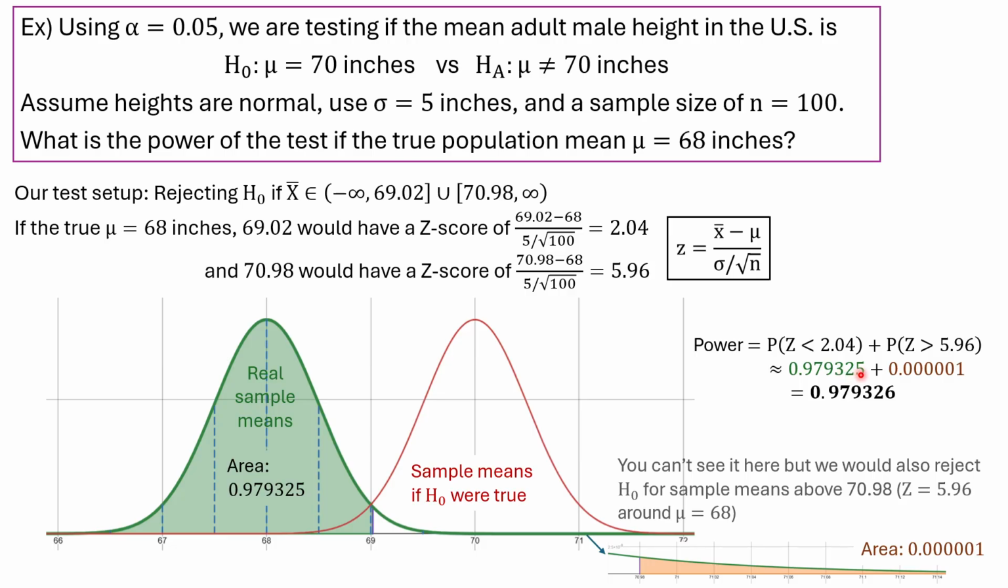That's 0.979325. And so adding those together, we get the power of the test, the probability of not making a type 2 error, of actually rejecting the null hypothesis, given the truth that the true mean is 68 inches, would be 97.9326%. So there's a small chance that we'll make a type 2 error, but there is a very large chance that we won't. That seems great.